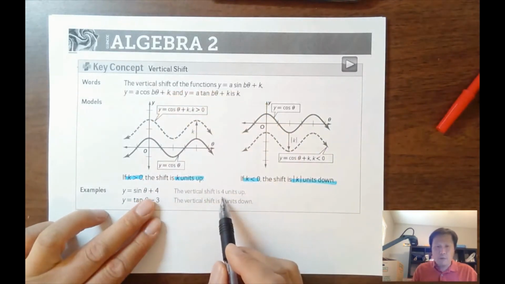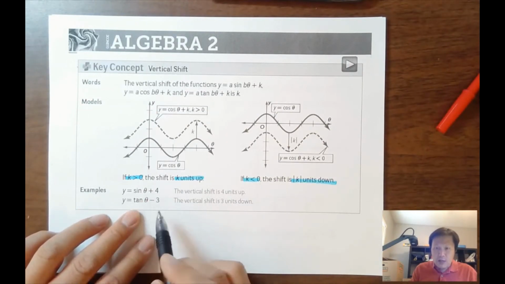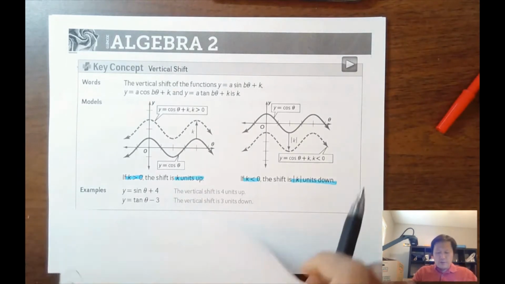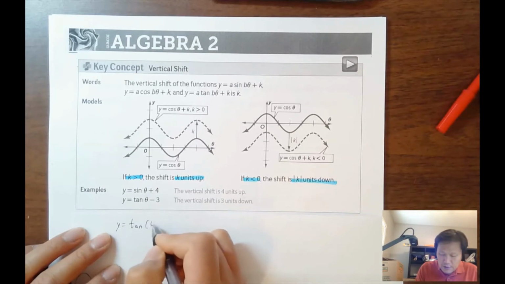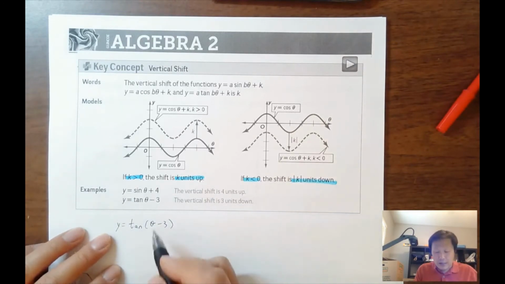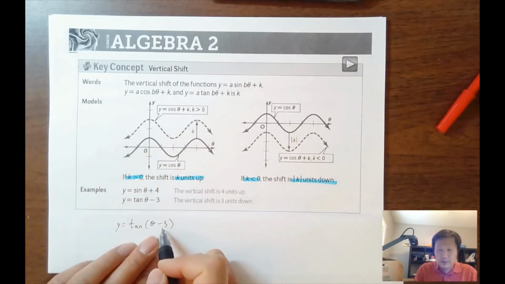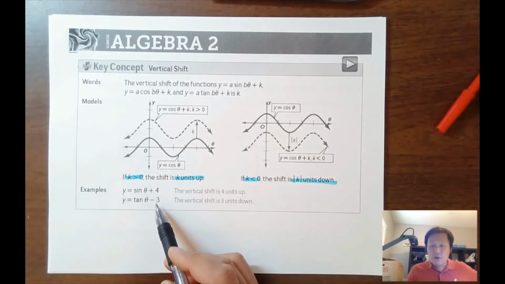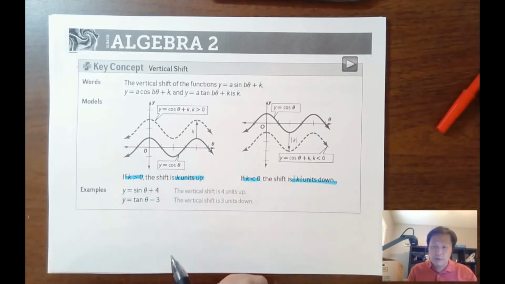Y equal to tangent theta minus 3. Again, there's no parenthesis here. So if you have y equal to tangent theta minus 3, that's not a phase shift. We are moving left and right in a phase shift, but there's no parenthesis, meaning it's a vertical shift down by 3. Whatever the graph of that is, you go down by 3. I have not taught you to graph tangent yet.